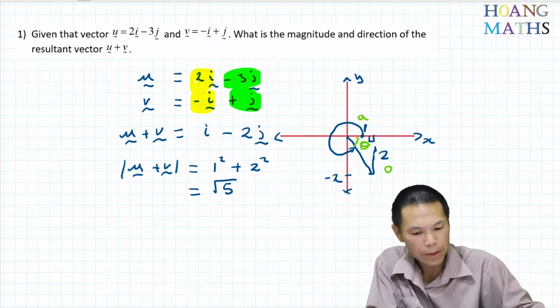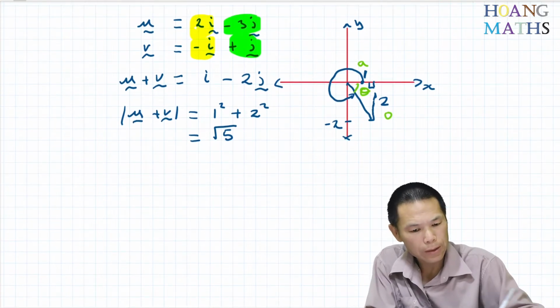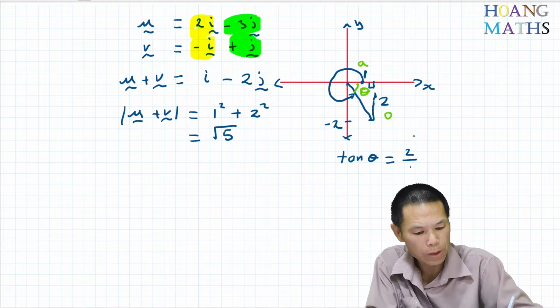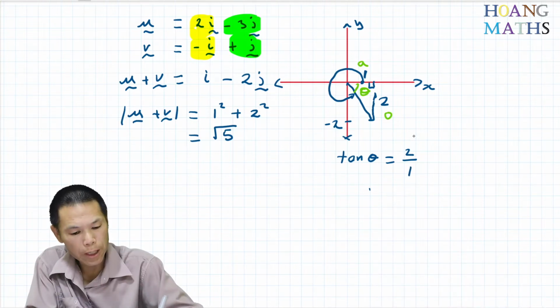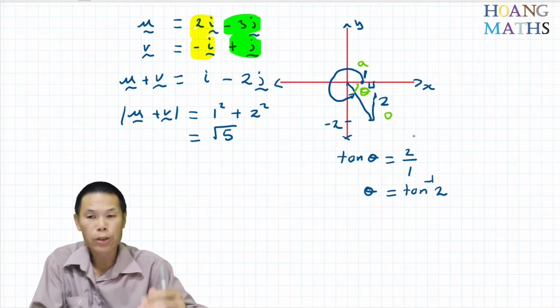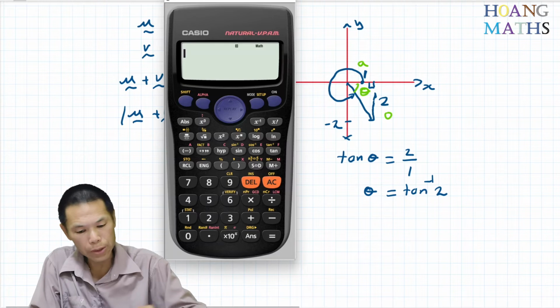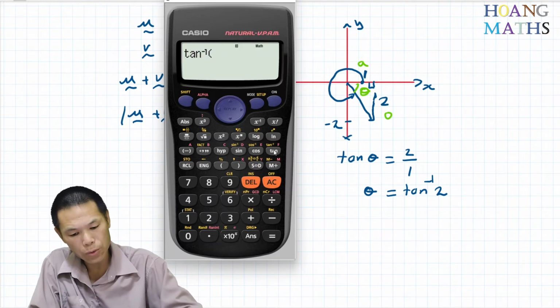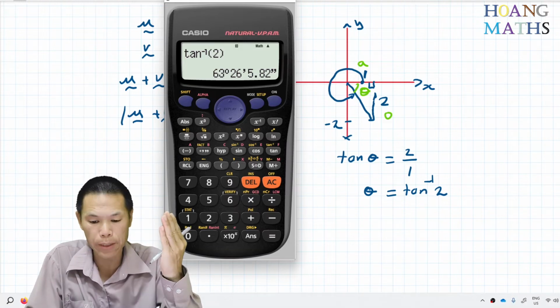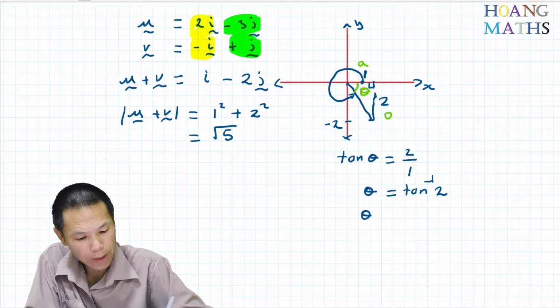So it's tan. We go tan of theta is opposite, which is 2, over adjacent, which is 1. So therefore, theta is equal to tan inverse of 2 over 1, which is 2. Now I just put that on a calculator. Just go shift tan 2. That is 63 degrees and 26 minutes. So theta equals 63 degrees and 26 minutes.